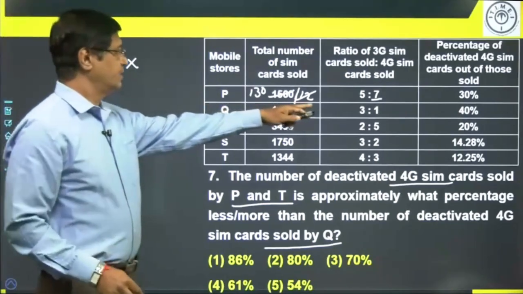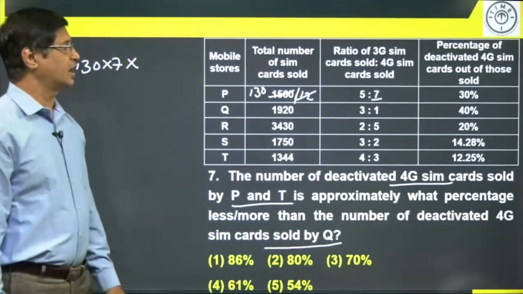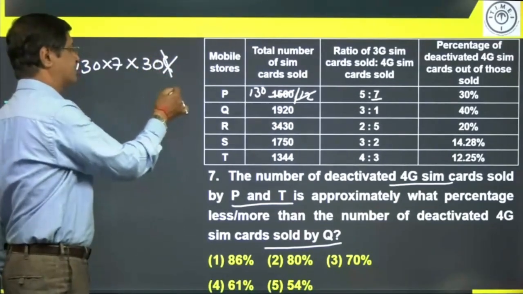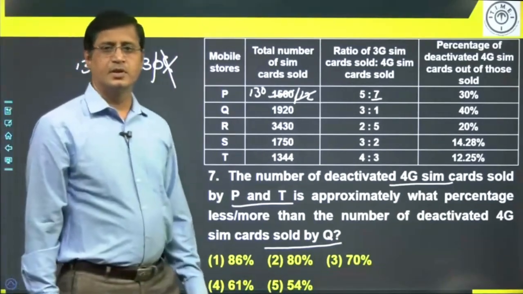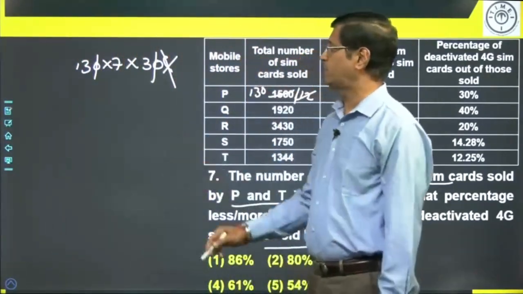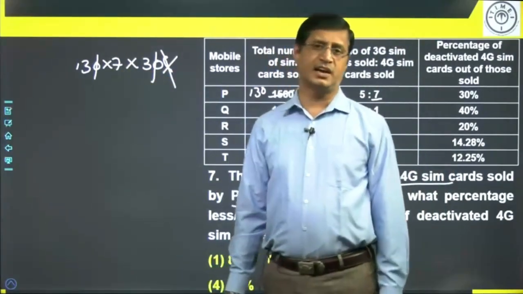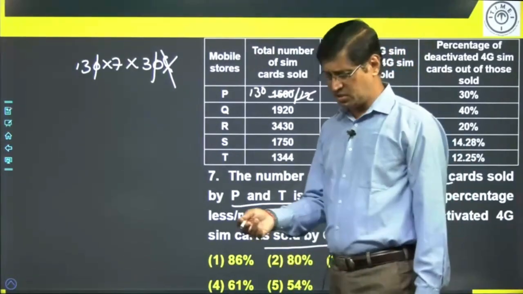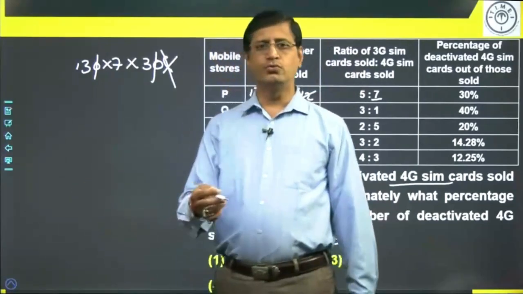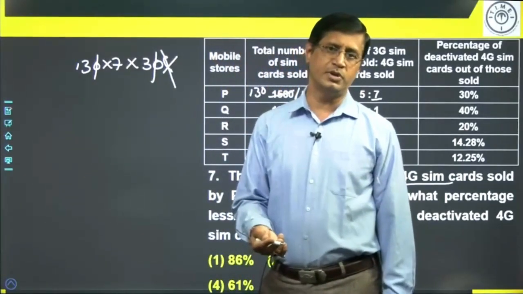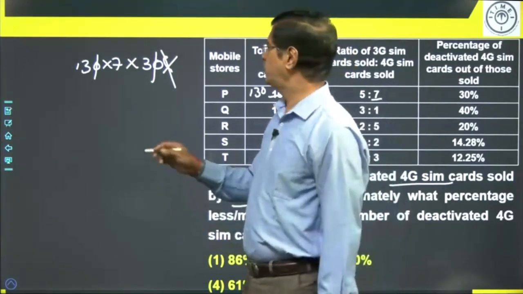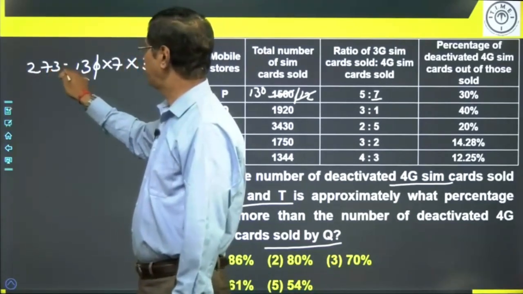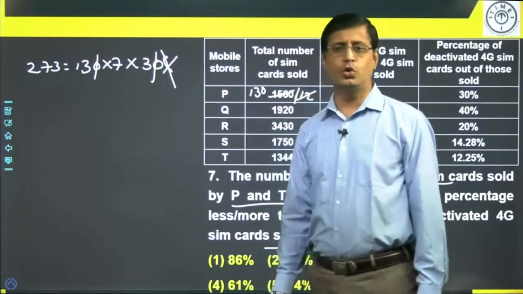Now what is next here? Next, 30% are deactivated. 30% means 30 by 100, so the percentage and 0 we can cancel. Now simplify this. So 3 into 13 is 39. 39 into 7 is a little bit difficult for you, so better you do 40 into 7, which is 280 minus 7, that is 273. So 39 into 7 is equal to 273.